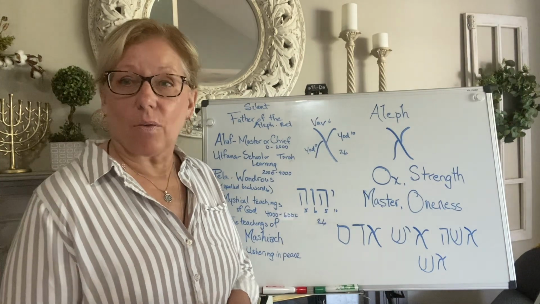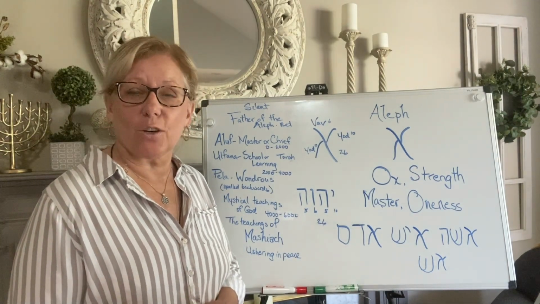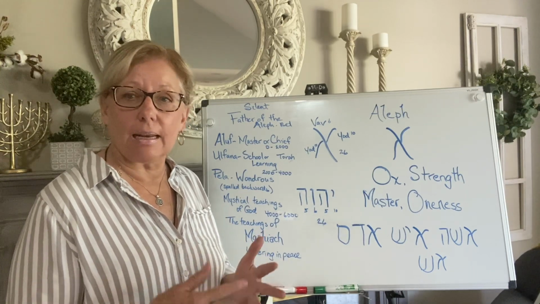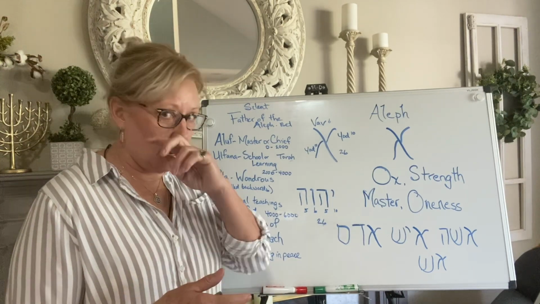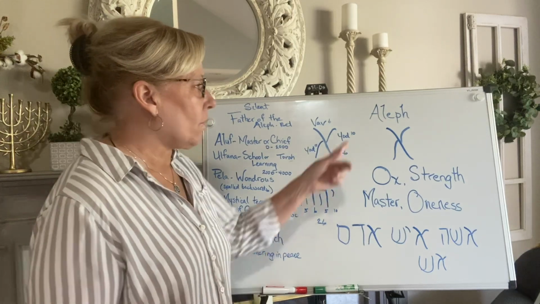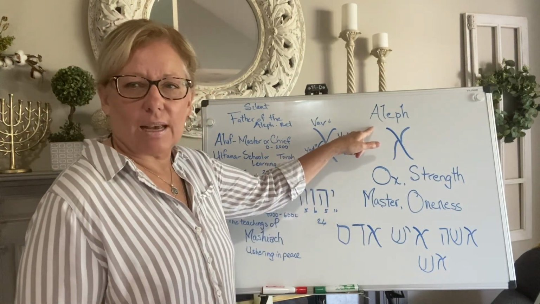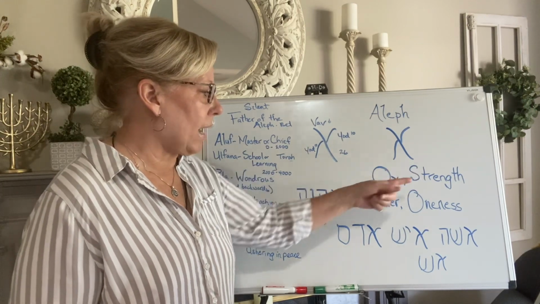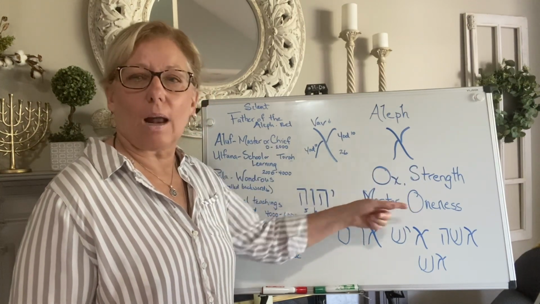We're going to talk about the Aleph today. This is the first letter in the Hebrew alphabet, and we're going to discuss the meaning, the gematria, and the design in this letter. So the letter, of course, is the first letter of the Hebrew alphabet, and it actually means ox, strength, master, or oneness.